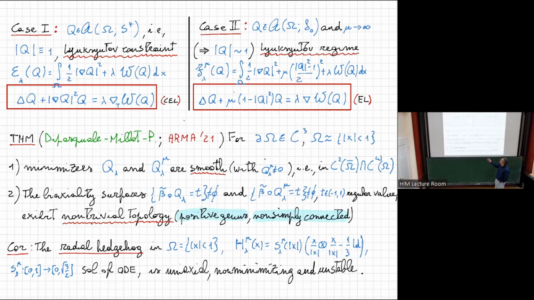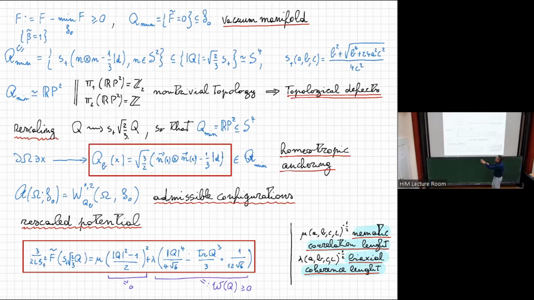So indeed, we consider two cases. One is when formally mu is plus infinity. So we still have the constraint of having a unit norm tensor. The energy is still of the same form, but because of the unit norm constraint, when you write the Euler-Lagrange equation, you have a nonlinear quadratic term in the gradient accounting for this constraint. And the other situation we consider is where mu is large, so a small nematic correlation length. So the norm is almost one. In the previous energy, this term has to be very small, so the norm has to be almost one.